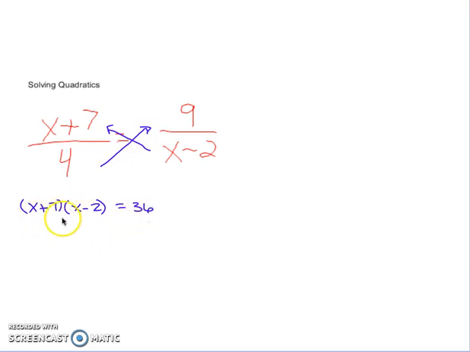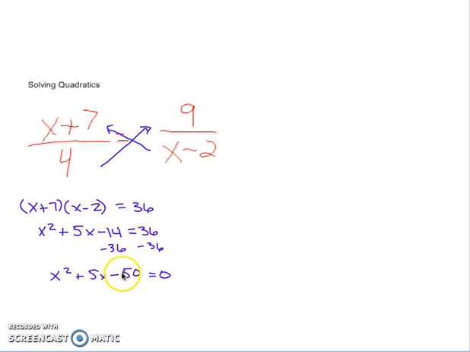So when we multiply these, we're going to have to set these up. So we've got x squared, that's my two x's multiplied, plus 7x minus 2x would be 5x, minus 7 times 2 would be 14, and we set that equal to 36. Now we want to be able to factor this, so I'm going to move my 36 to this side and set it equal to 0. So I say minus 36 minus 36, and my new value becomes x squared plus 5x minus 50, because we had minus 14 minus 36, equals 0.